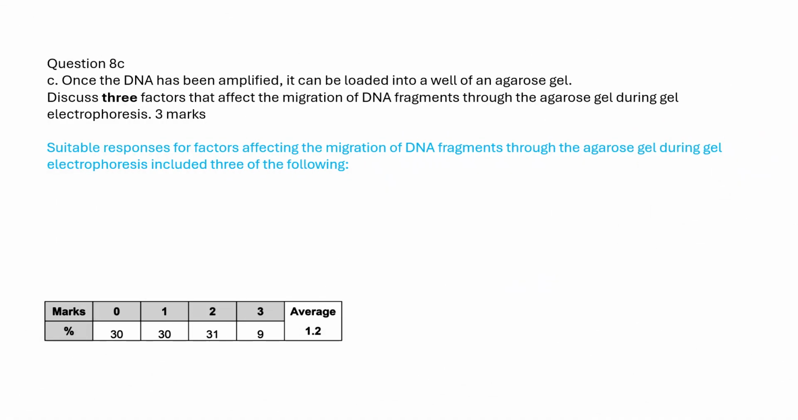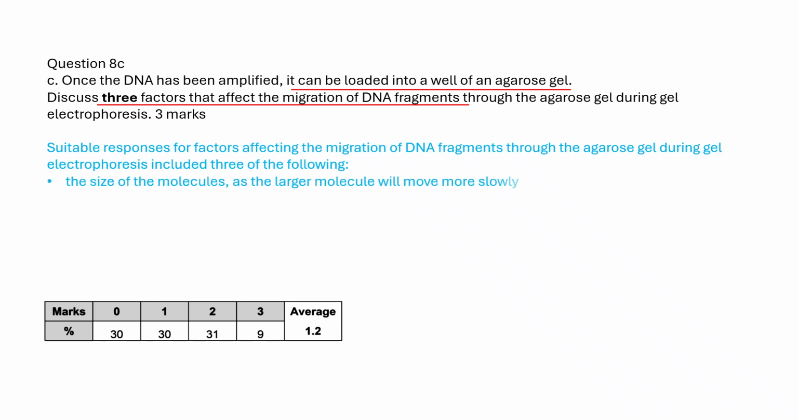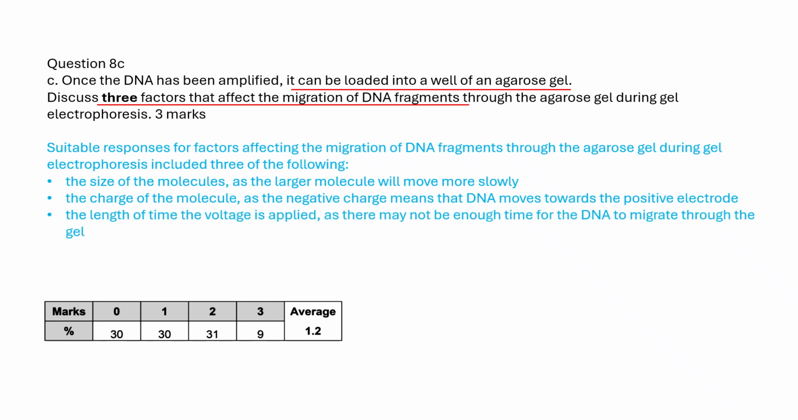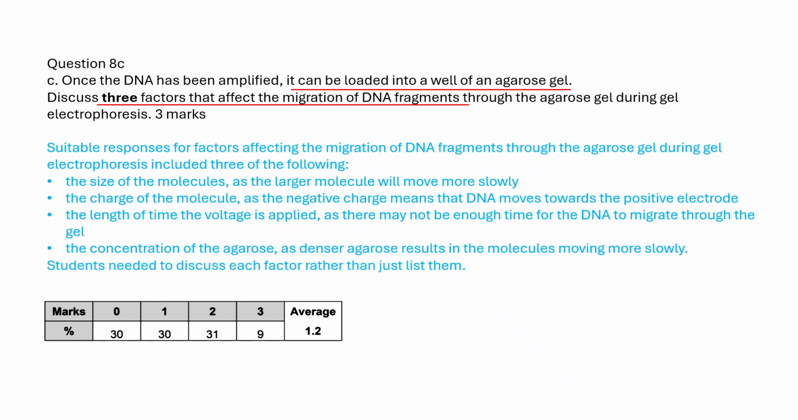After amplification, the DNA is loaded into a well of an agarose gel. Several important factors affect the migration of DNA fragments through the agarose gel. These include the size of the molecules. Larger molecules move more slowly. The charge of the molecules: DNA's negative charge causes it to move towards the positive electrode. The length of time the voltage is applied: insufficient time may not allow complete migration. And the concentration of the agarose: a denser gel resulting from higher concentrations slows down molecular movement.